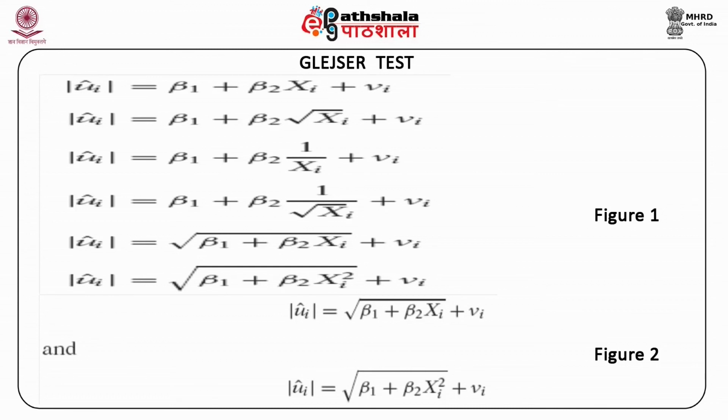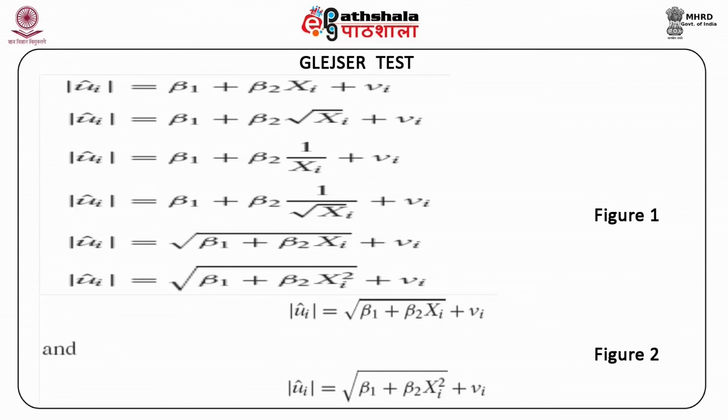However, again there are some problems with the Glejser approach. As Goldfeld and Quandt pointed out, the error term Vi itself may be heteroscedastic. And an additional difficulty with the Glejser method is that the models, such as shown in figure 2, are nonlinear in the parameters and therefore cannot be estimated with the usual OLS procedure.